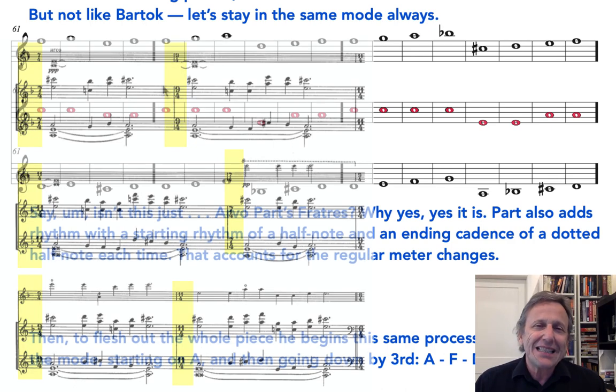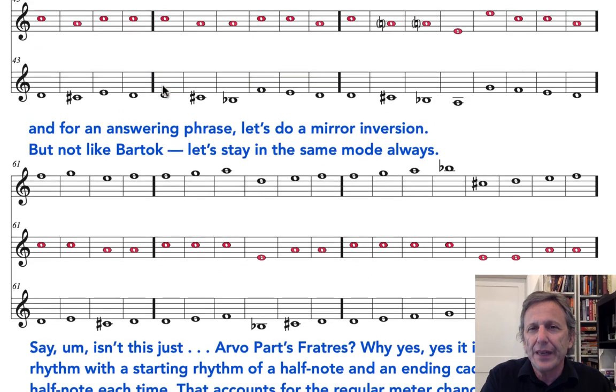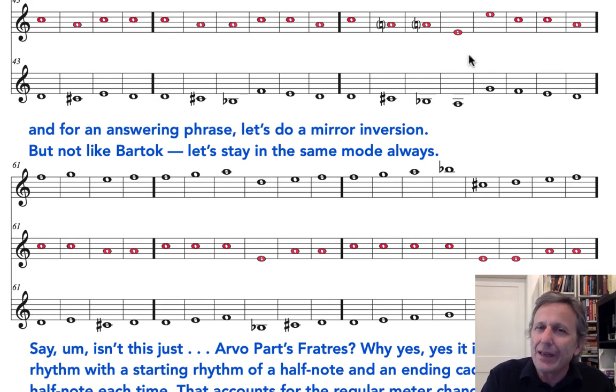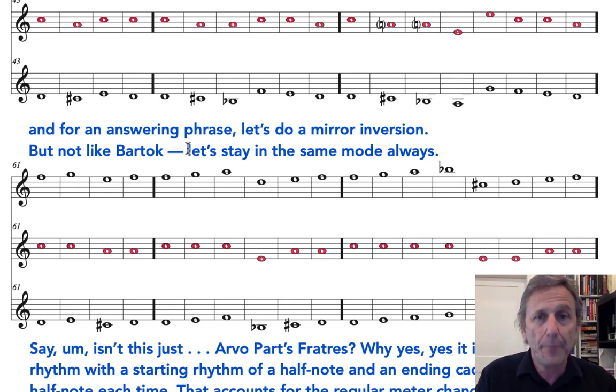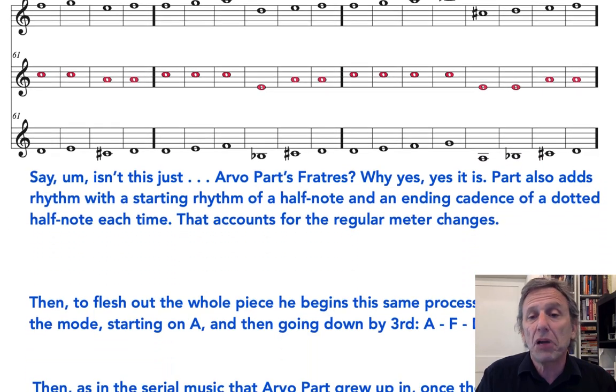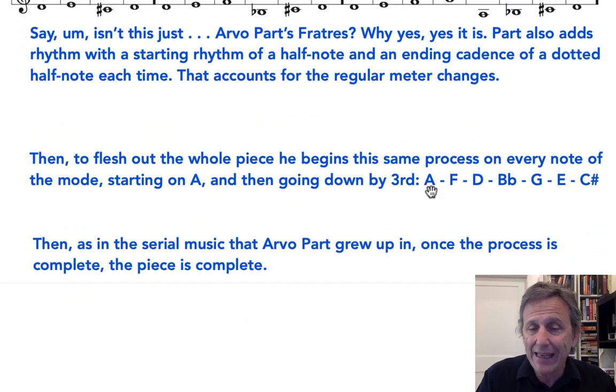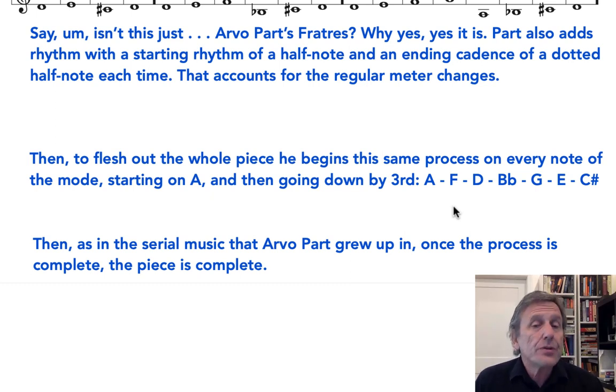To flesh out the whole piece, he needs to do something a little more than this. This won't quite get you an entire piece of music. But if you do this process and start on, I don't know, one note of this scale, an A, then you repeat this entire process up here on an F, then you repeat the entire process on a D. Keep going down by thirds until you are done. And as in the serial music that Arvo Pärt grew up in, once that process is complete, the piece itself is complete and you're done.